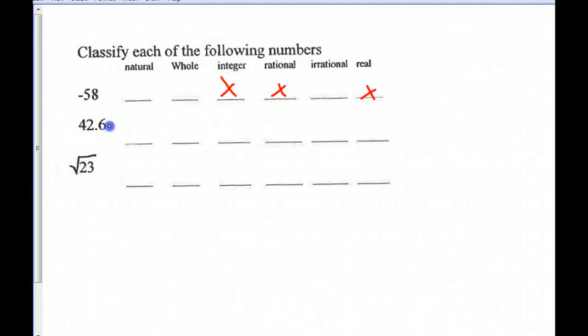All right, 42.6. What do you think? Is it rational? Can we write it as a fraction? It would be 426 over 10, right? Which could reduce. So it is rational. What else? They're all real, yep. That's it, right? Square root of 23? Irrational and real. All right, so I think you could handle that?